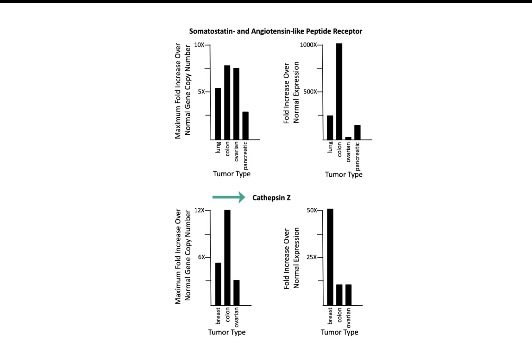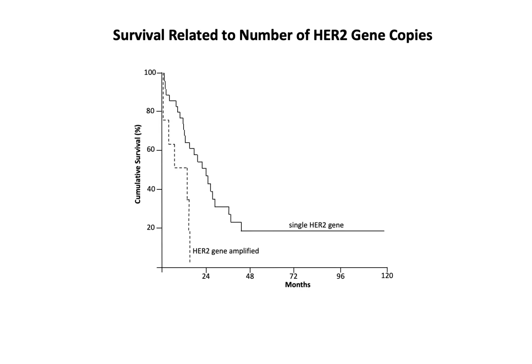The cathepsin Z protein, which again is a protease, you have from a 3-fold to a 12-fold increase in the number of genes, the amplification of those genes, and up to a 50-fold increase in the amount of that protease that's being formed from those genes. Those increases, that amplification and those increases can greatly affect how aggressive the tumor is and how successful treatment is for those patients. So this is a graph of HER2 genes in breast cancer.